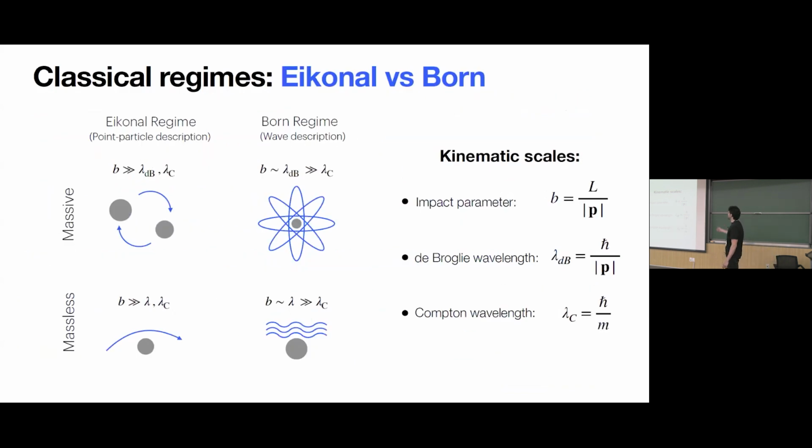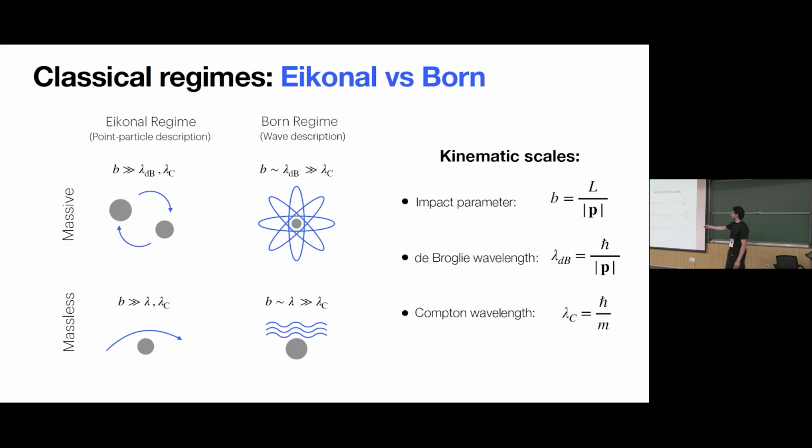So we start with these scales that I show here. This is true for any theory, right? The first one is the impact parameter, given by this B. We have the de Broglie wavelength, which is a length scale in quantum mechanics. We have the Compton wavelength, which appears in QFT. So by taking different relations between these scales, we can reach all of these regimes.